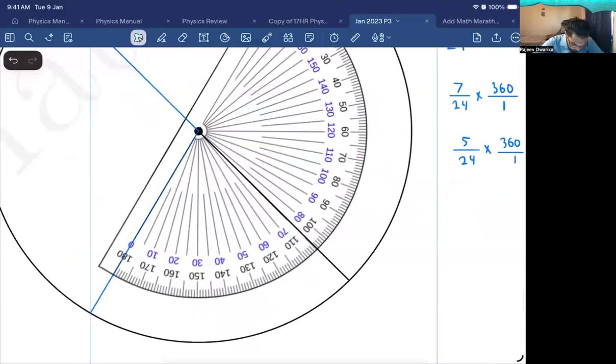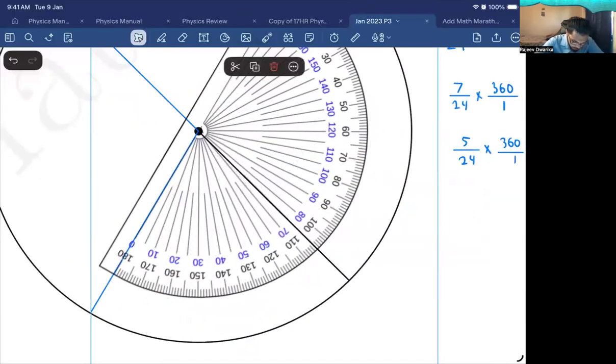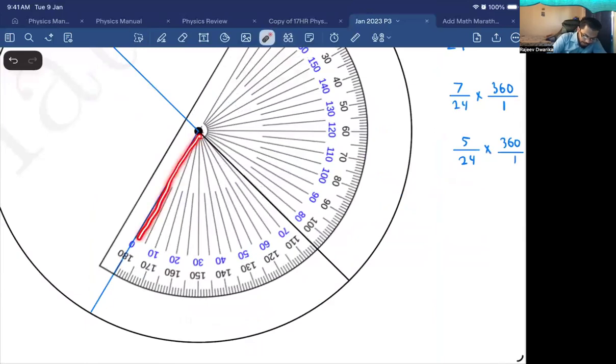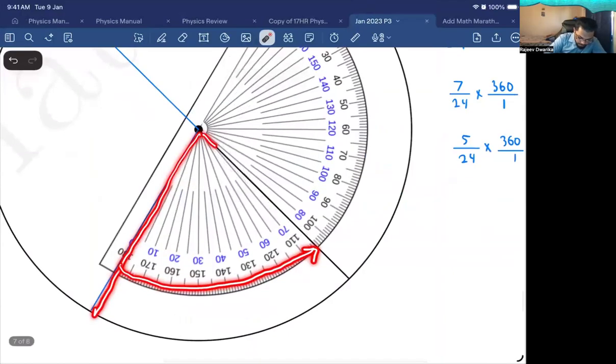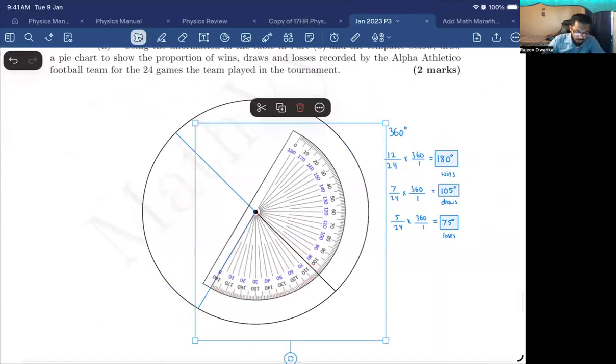Nikolai, why don't you read out for me? What does that look like? So 0 degrees here, right? Yeah, it does look like 75, sir. Great.